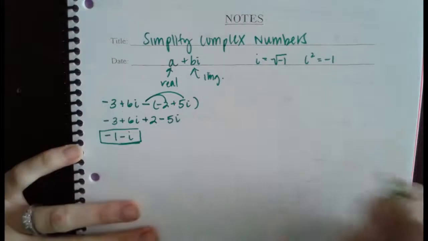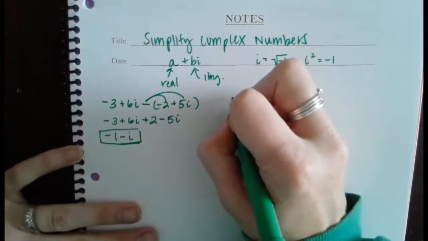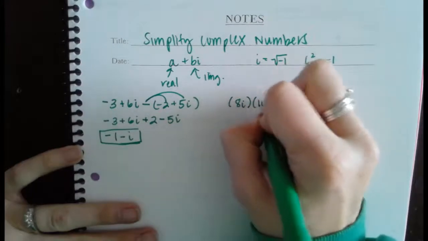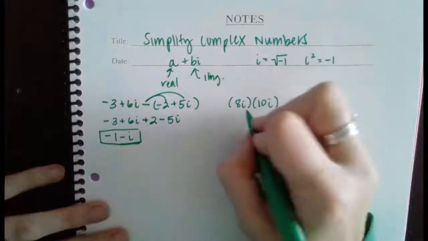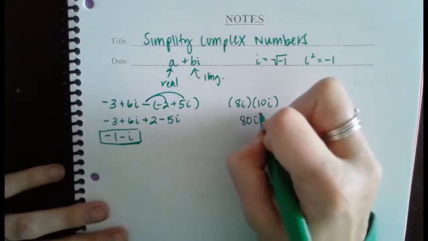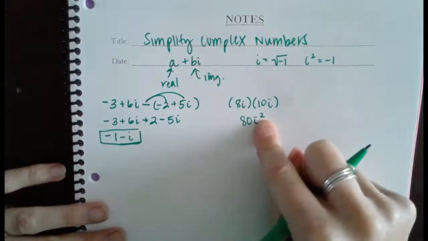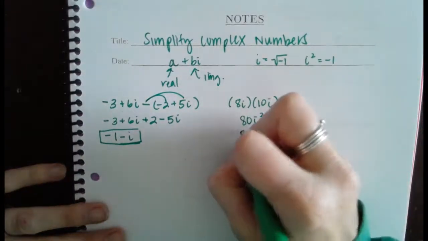That's very different than when you multiply 8i times 10i. Well, I multiply my coefficients. 8 times 10 is 80, and i times i is i squared. We remember that i squared is -1, so I'm going to replace i squared with -1. So I really have 80 times -1, which is -80.